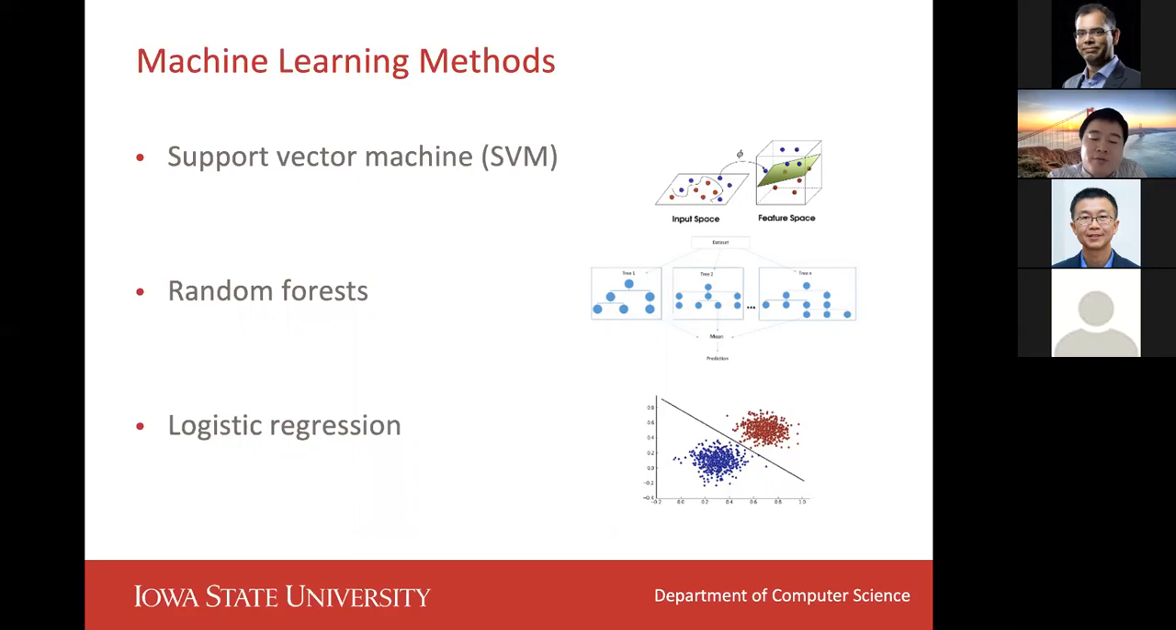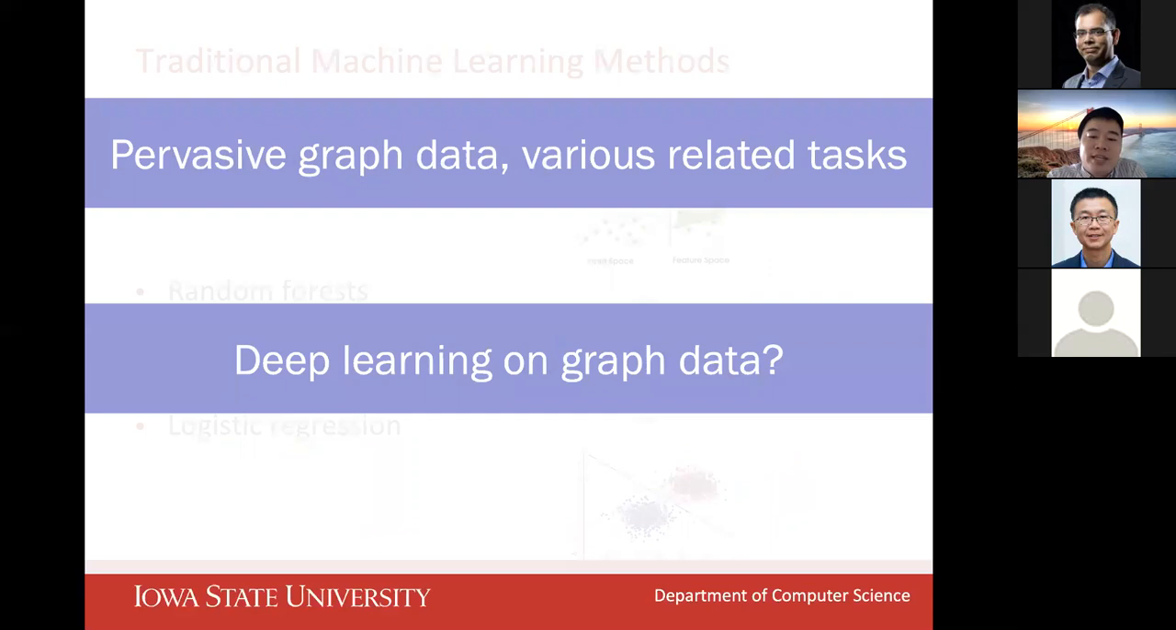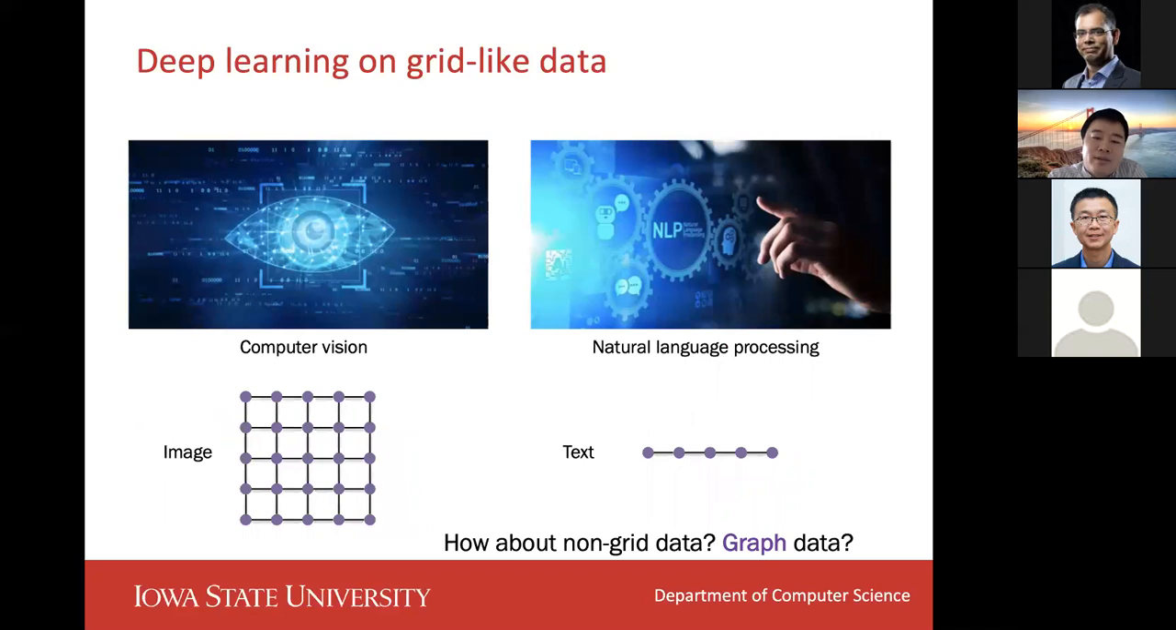Now with pervasive graph data and the various related tasks, the question is, can we apply deep learning methods on graph data? Because graph deep learning can do some automatic feature engineering work. So first, let's have a brief background about deep learning. Deep learning has been successful in various fields, such as computer vision and natural language processing. Many popular tasks in these fields are greatly advanced by deep learning, such as image classification in computer vision and machine translation in natural language processing.